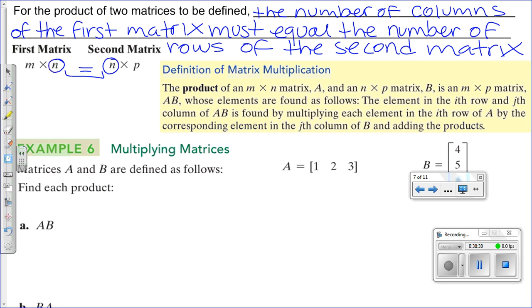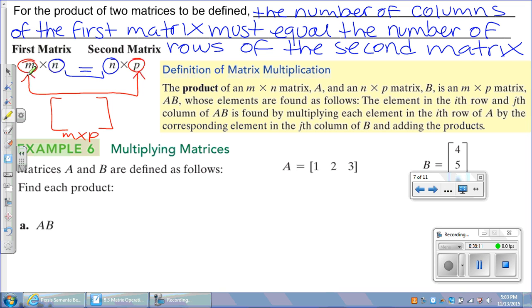Now, after you check for that, then the resultant matrix, the product of those two matrices, after you multiply them, is going to be an M by P matrix. So the dimensions will be M by P. So you take the numbers that are on the outside. So let's look at the formal definition.